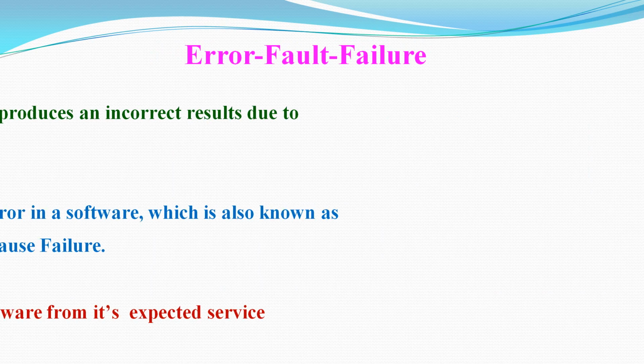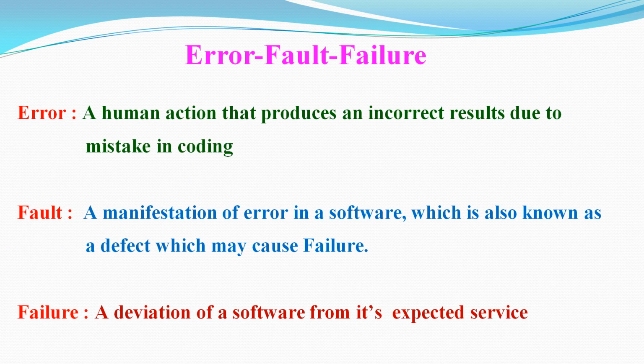Right? See, now it is in the sentence form. Error: a human action. Here the human action is the developer action or the software programmer action, the software company. A human action that produces incorrect results due to the mistake in coding. And what do you mean with a fault? A fault is nothing but a manifestation of an error in a software. What do you mean with the manifestation? Manifestation is nothing but a demonstration to show something. So, the demonstration of the error in a software, which is also known as a defect, which may cause a failure in the operation.